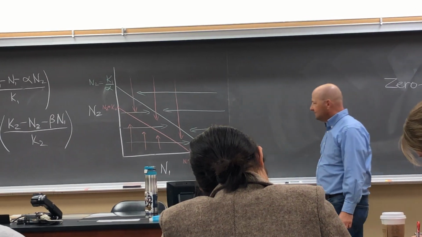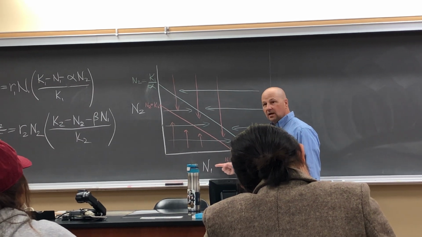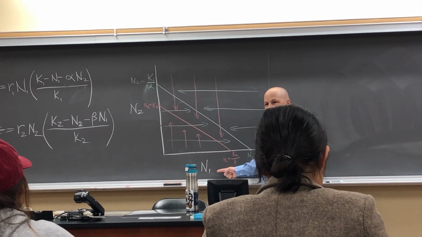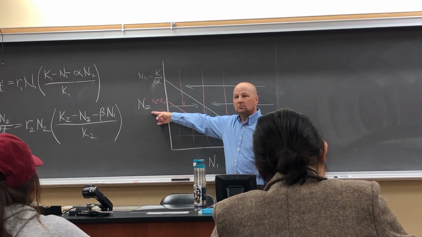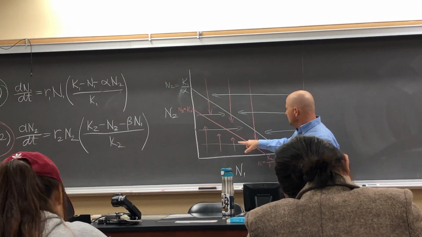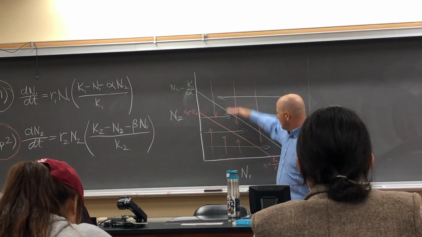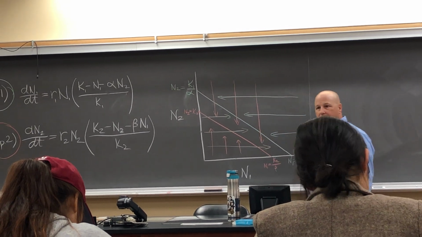Wait, why are they going sideways? Because the green represents growth or decline on this axis, N1. And the red represents growth or decline on this axis, N2. The red line is the zero growth isocline for species 2, so they can grow up, they can grow down, and 1 can grow this way or that way.